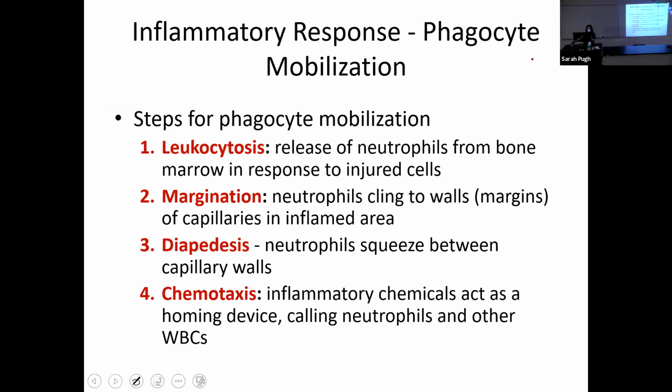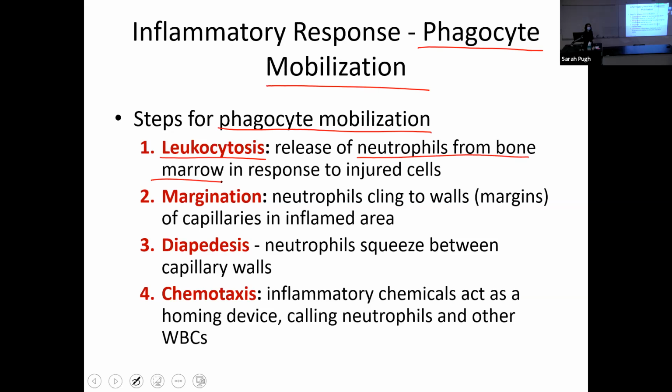I also want to mention a little bit about the phagocytic cells that we find within the inflammatory response. During the inflammatory response, phagocytic cells will gobble up foreign organisms that might have gotten in, especially if you've damaged a tissue. The steps required for phagocytic cells to become mobilized and start gobbling up: the first one is leukocytosis. This means that you are basically going to be making more white blood cells. You're going to be releasing neutrophils from your bone marrow in response to the injured tissue.